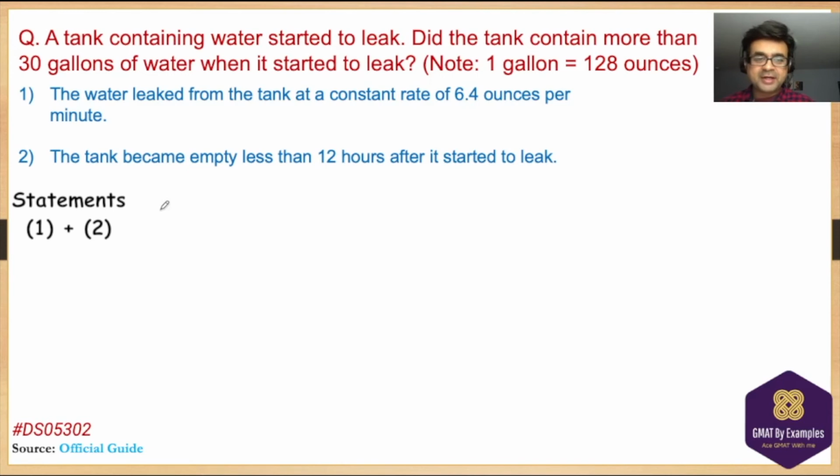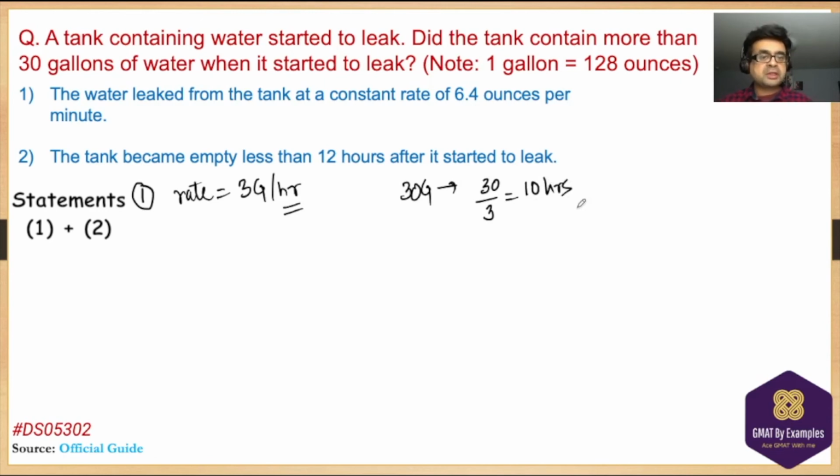So now let's take 1 and 2 together. In 1 we calculated the rate was constant at 3 gallons per hour, right? Let's reread the question based on this. Did the tank contain more than 30 gallons of water when it started to leak? So if the tank had 30 gallons of water, then it would take 30 divided by 3 equals 10 hours. So more than 30 gallons means more than 10 hours. So to answer this question, yes, I would have to keep this leak running for more than 10 hours.